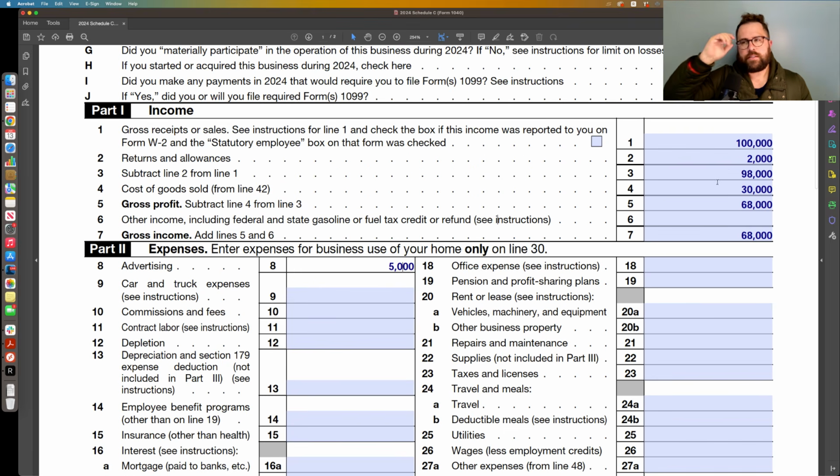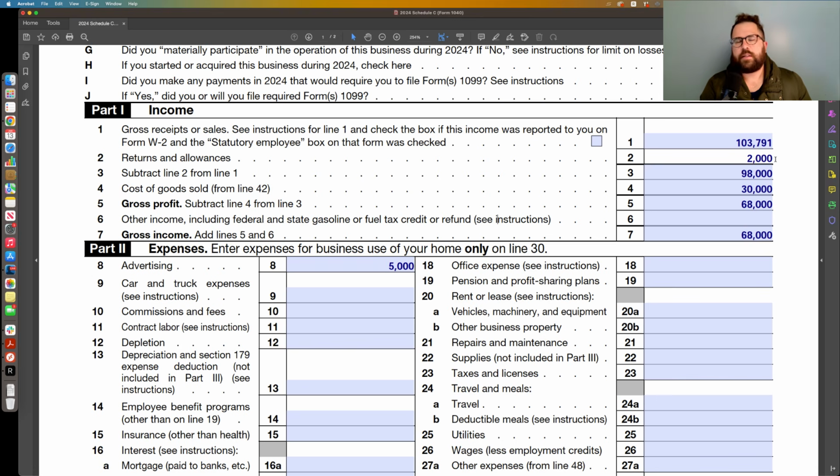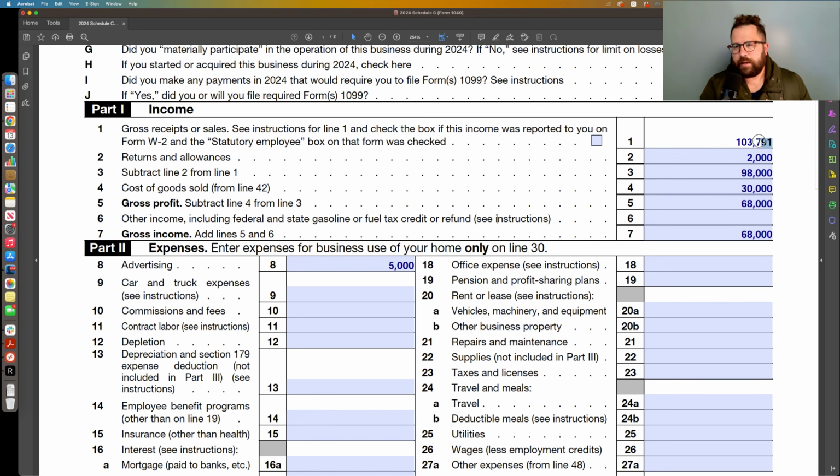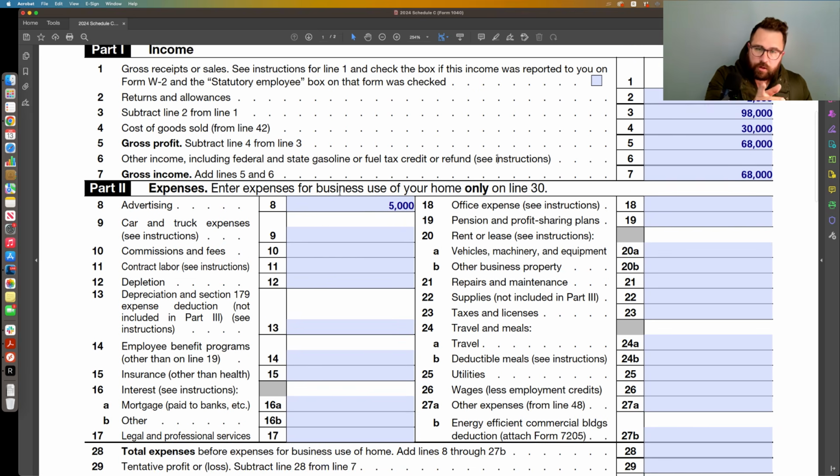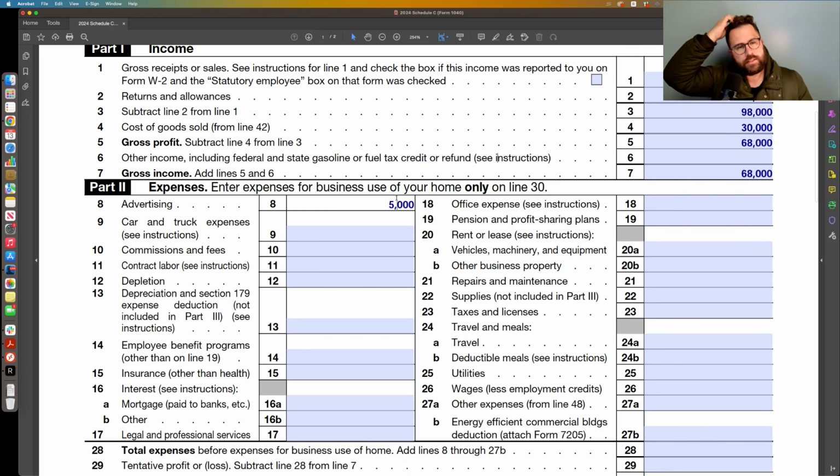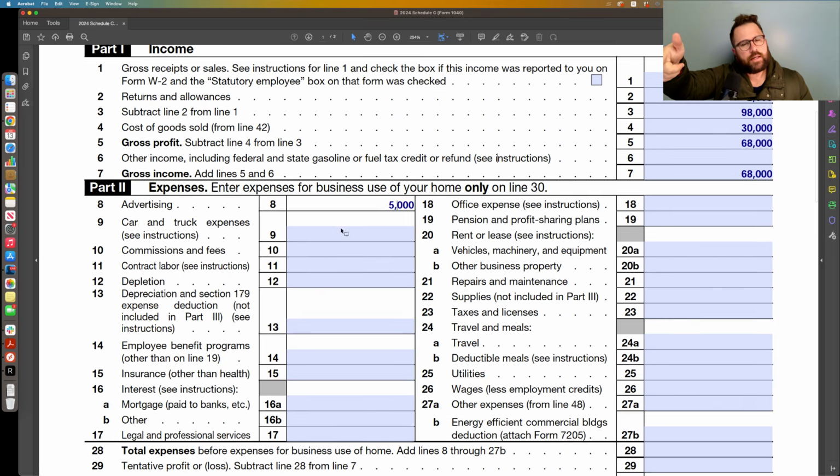Matter of fact, let me just go back. I know this is kind of a pain in the butt, but let me, oh gosh. No, forget it. I'm just going to use round numbers. But on your actual Schedule C, you want to use actual numbers to the dollar, not 5,000 or whatever nonsense I'm doing here. Car and truck expenses.